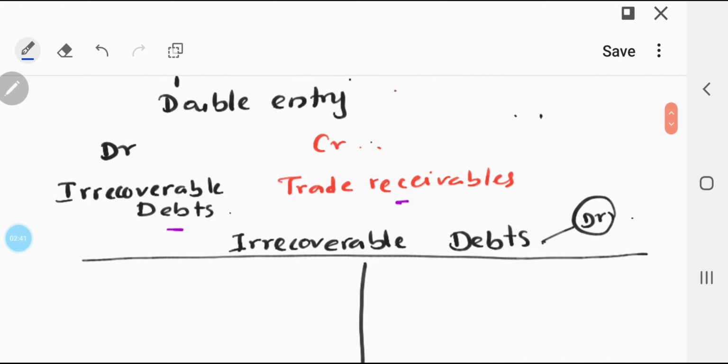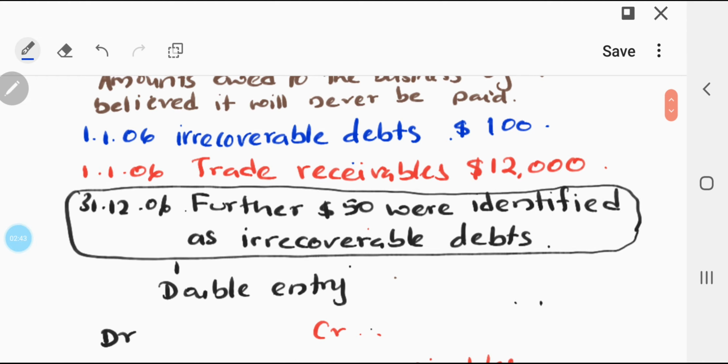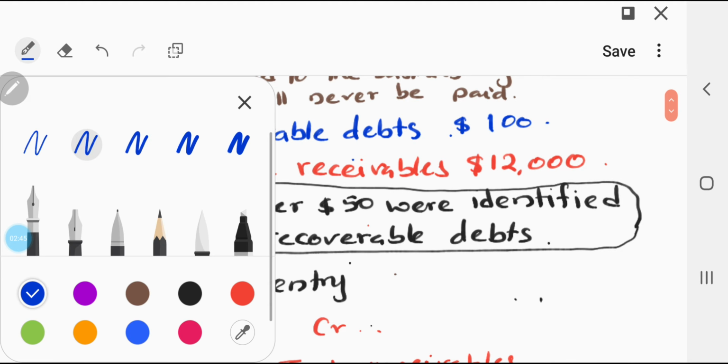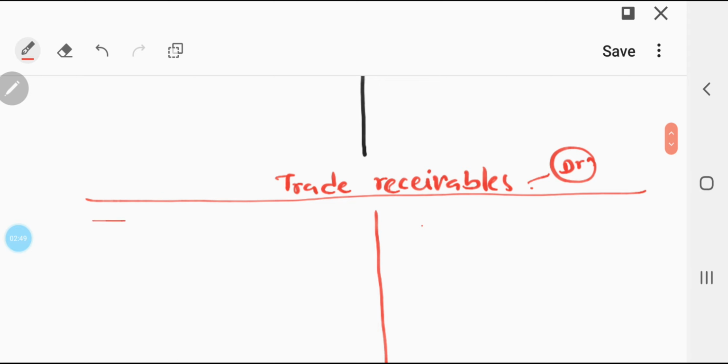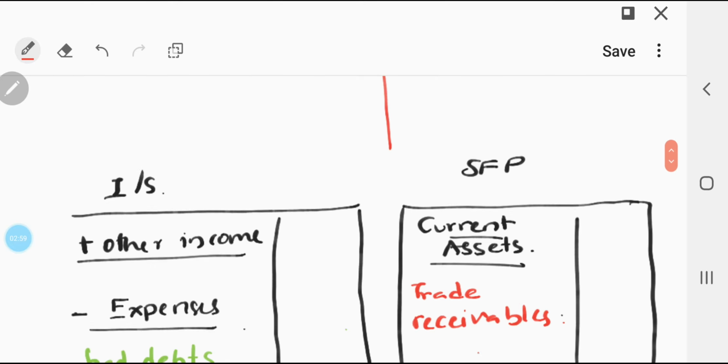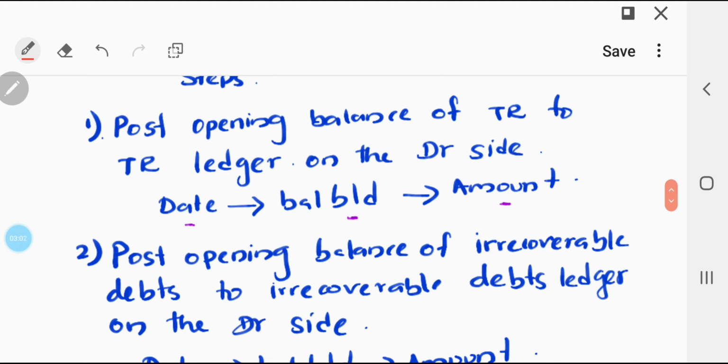Right, let's move to trade receivable account, which is worth $12,000. So we're completing the first step. So 1st of Jan 2006, balance brought down, enter 12,000, trade receivables account. We're done with this step.